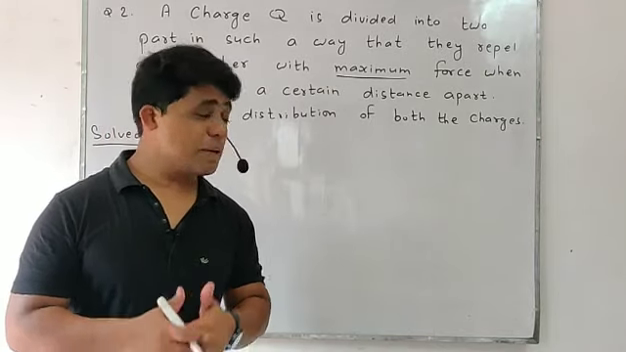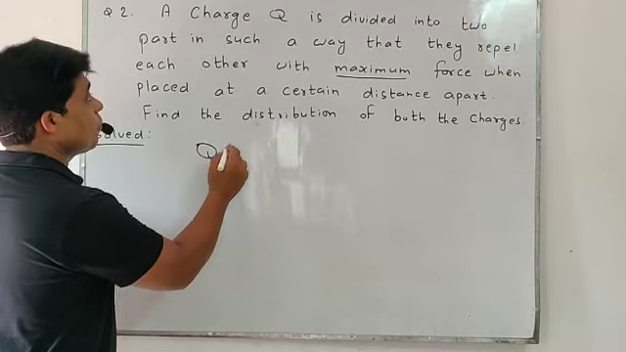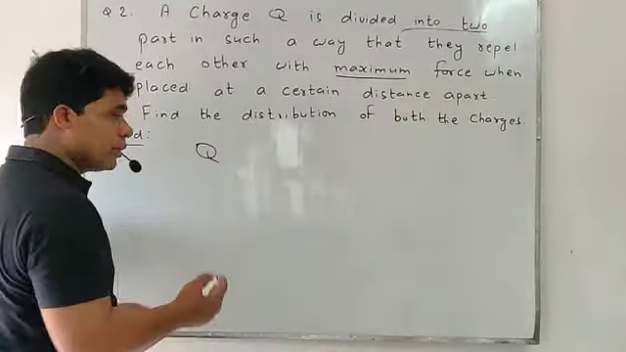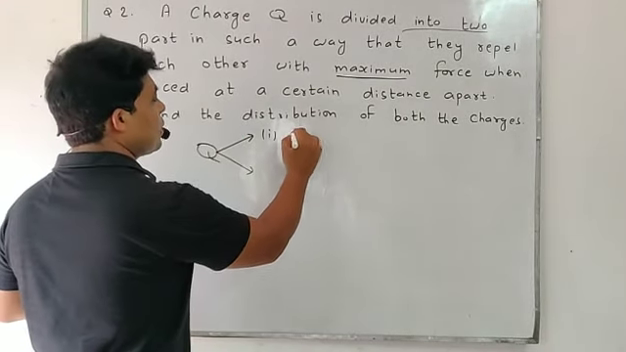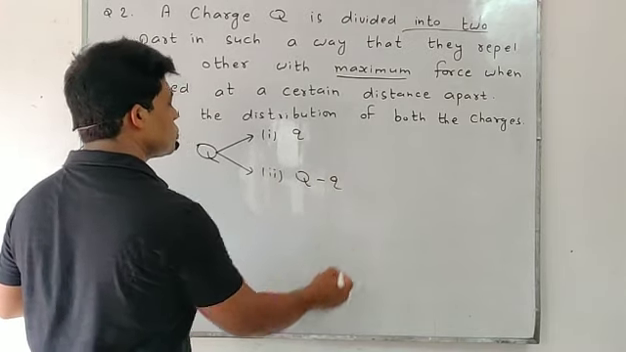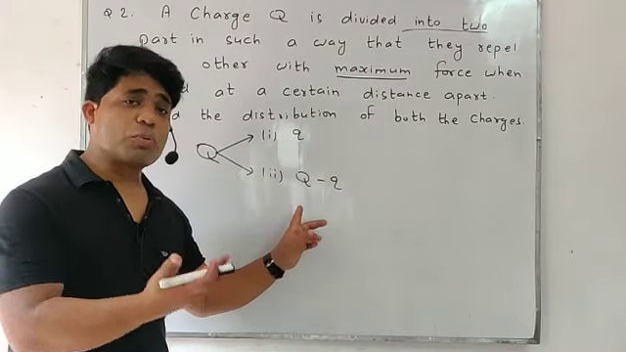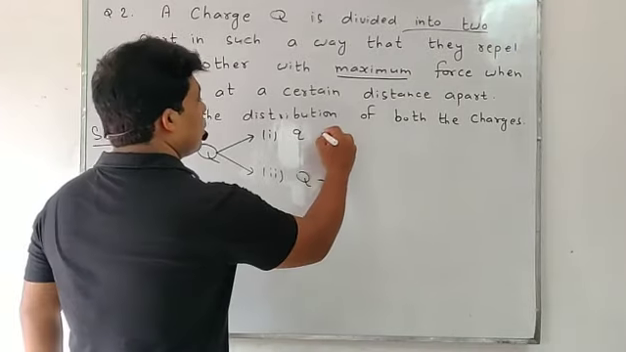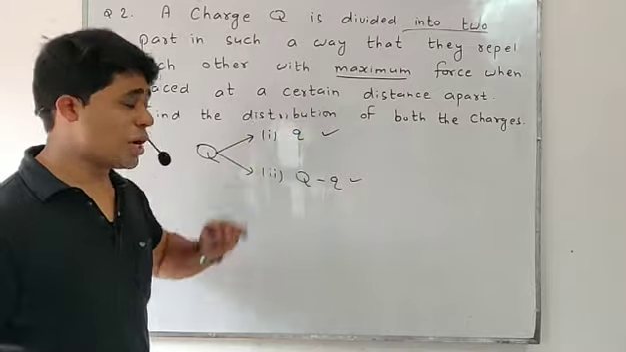First of all, I'm going to explain the question, the language of this question. We are given, suppose, charge Q. It is divided in two parts. So let the first part be small q. So the remaining part will be what? Capital Q minus small q. Out of Q, one is small q, so the other should be capital Q minus small q. So we have to find the value of these two, the distribution of these two charges.